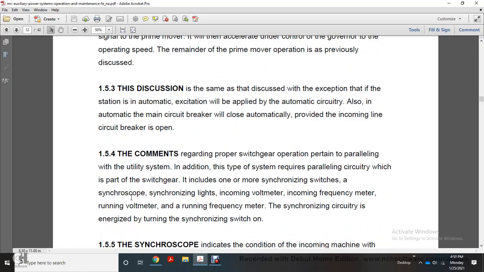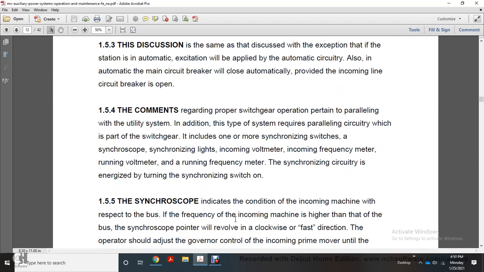154. The comments regarding proper switchgear operation pertain to paralleling with the utility system. This type of system requires parallel circuitry, which as part of the switchgear includes one or more synchronizing switchgear with a synchronoscope, synchronizing lights, incoming voltmeter, incoming frequency meter, running voltmeter, and running frequency meter. The synchronizing circuitry is energized by turning the synchronizing switch on.